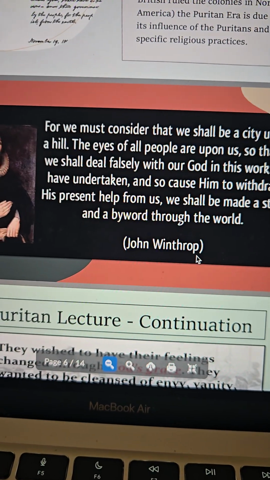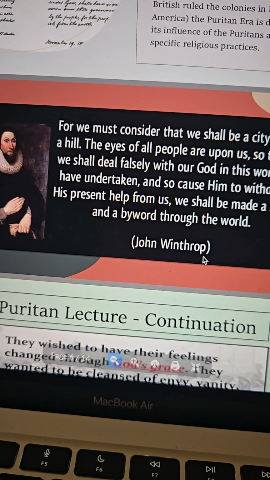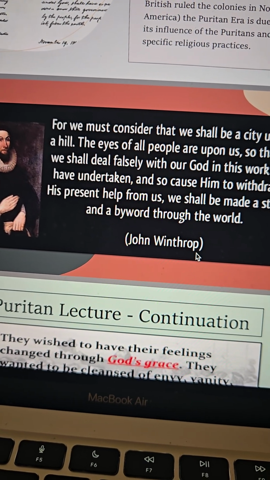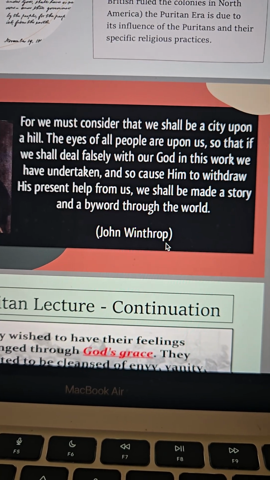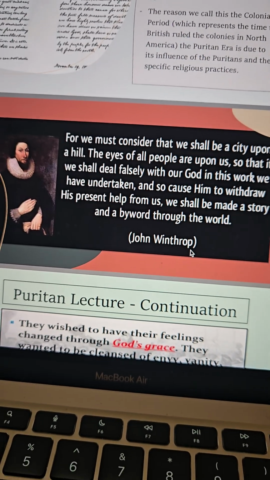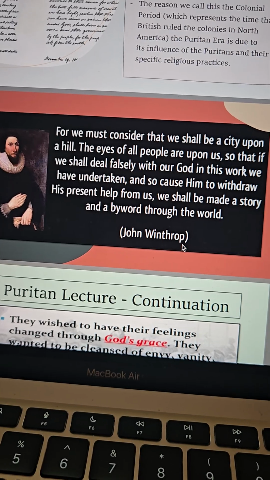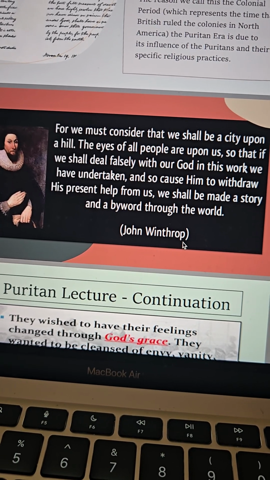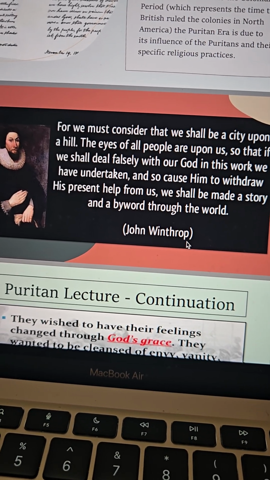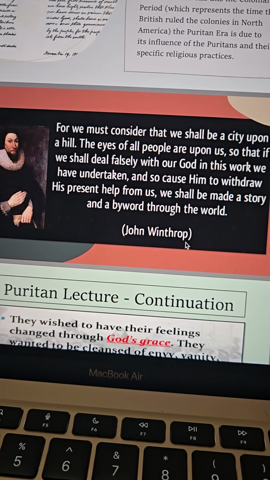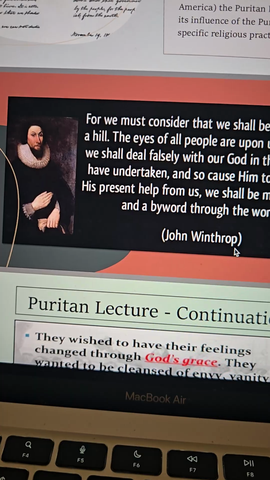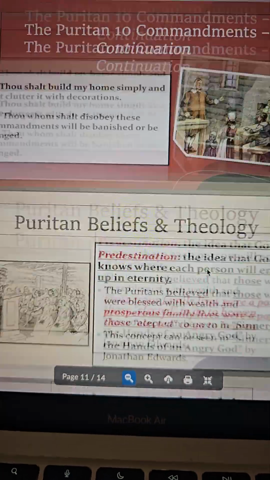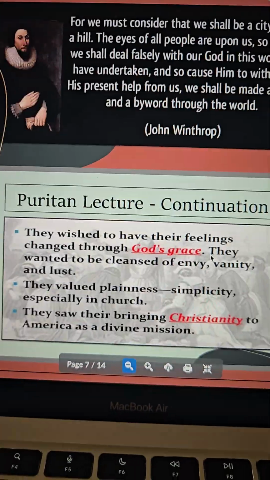And then I really enjoyed this quote, so I wanted to put it right here. It's something that you also read in John Winthrop's excerpt. "For we must consider that we shall be a city upon a hill. The eyes of all the people are upon us, so that if we shall deal falsely with our God in this work we have undertaken, so cause him to withdraw his present help from us, we shall be made a story and a byword through the world." Okay, and then we continue on with our lecture.